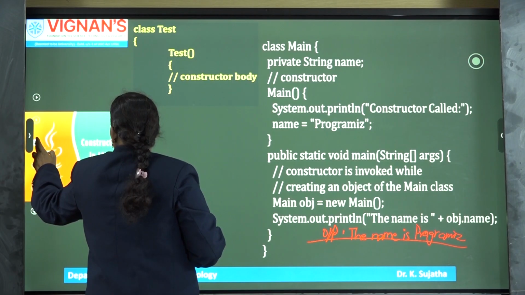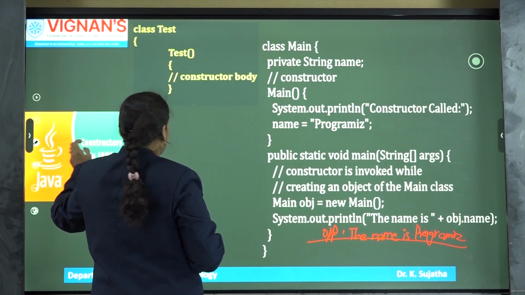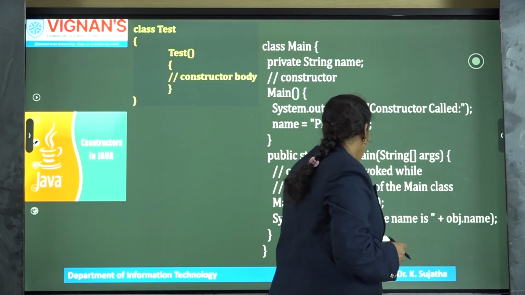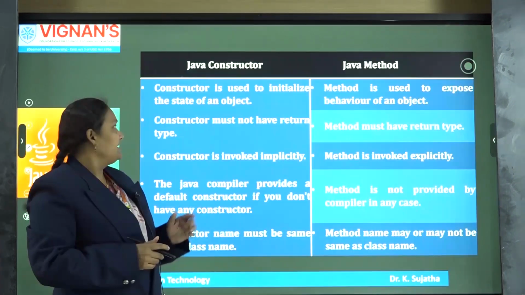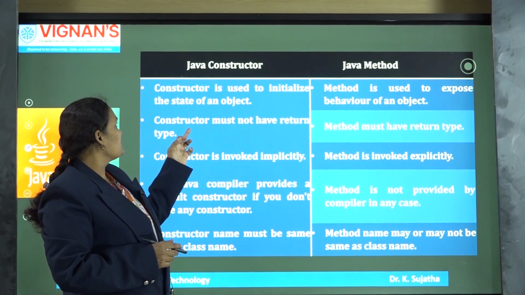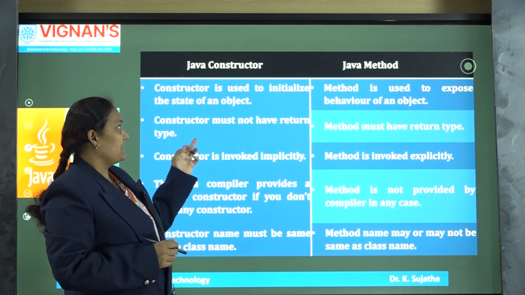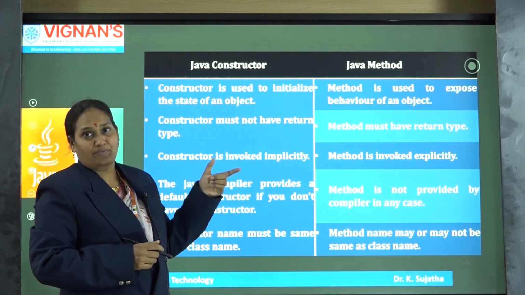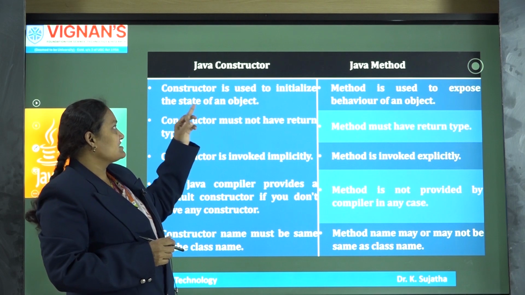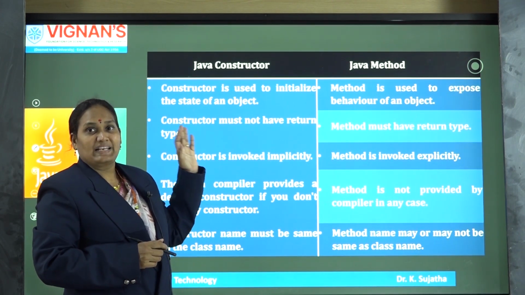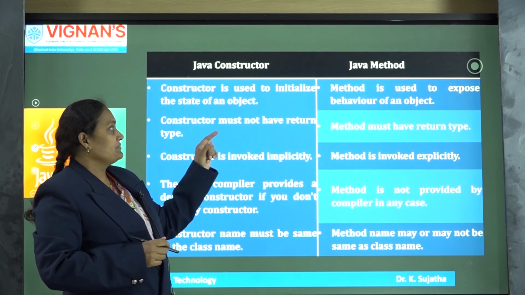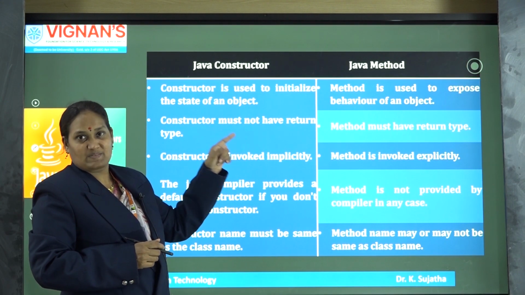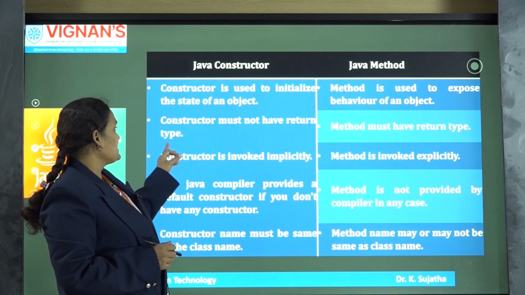So this explains how to create a constructor. Here you can see constructor is used to initialize the state of an object, but method is used to expose the behavior of an object. Constructor is always used to initialize the state of the object, but a method is always used to explain or expose the behavior of an object.